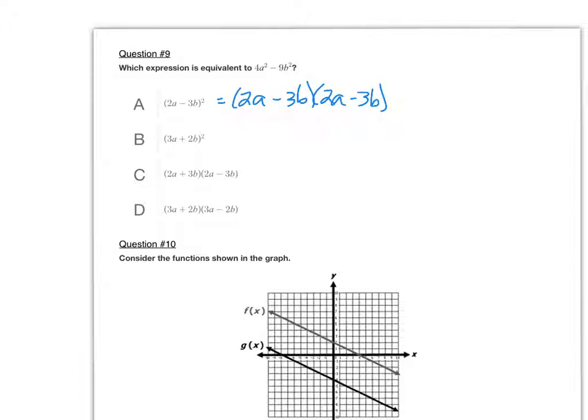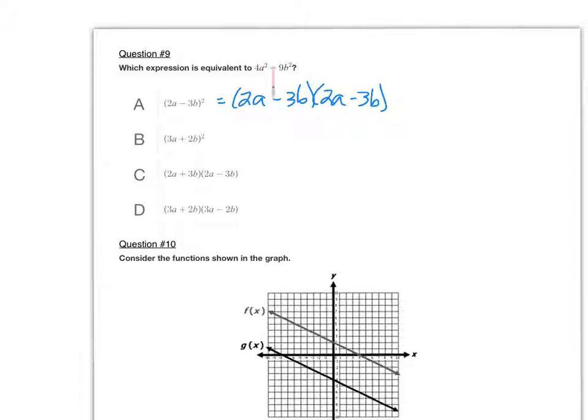So you could use the box method or double distribute. But if you recall, we did learn some factor patterns for the difference of 2 squares. This is the difference of 2 perfect squares. 4 is a perfect square, its square root is 2. A squared is a perfect square, its square root is a. 9 is a perfect square, its square root is 3. And b squared is a perfect square, its square root is b.